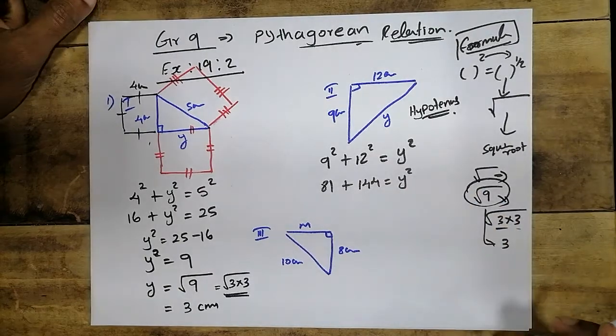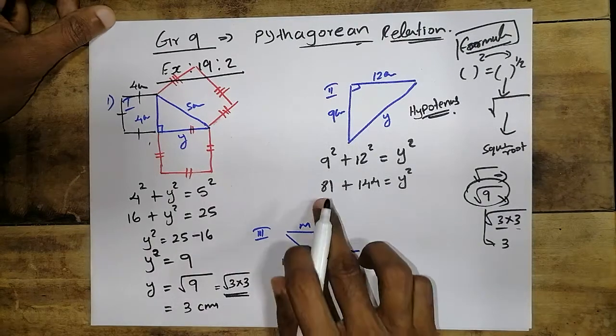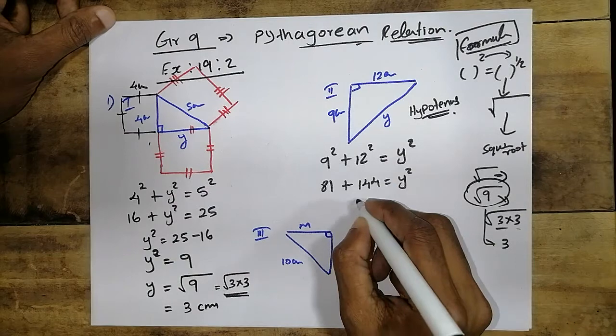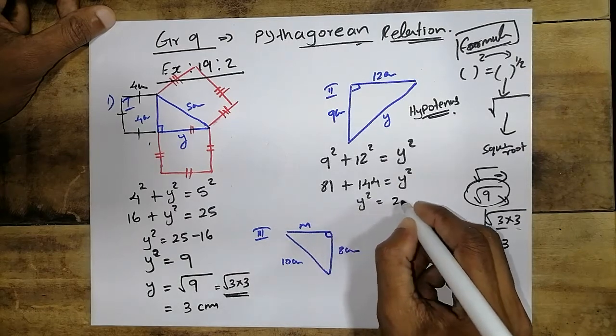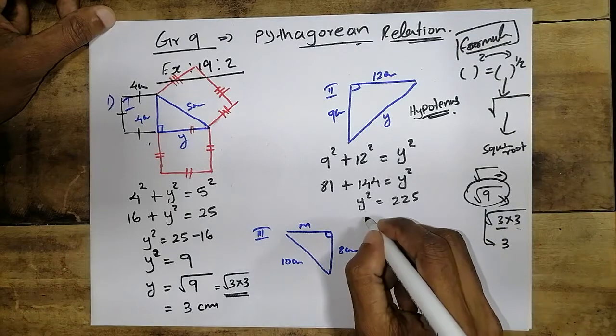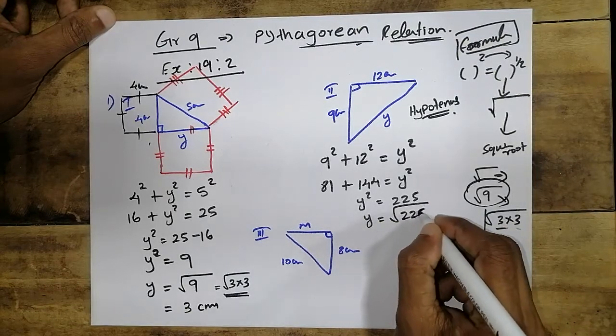If you memorize, if you have more knowledge of the multiplication table, you can easily pick the factors, easily pick the multiple numbers, right? Okay. So 81 plus 144 is 225. So y squared equals 225. So send the square to the other side of the equation. So y equals the square root of 225.